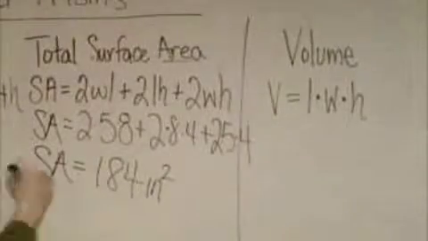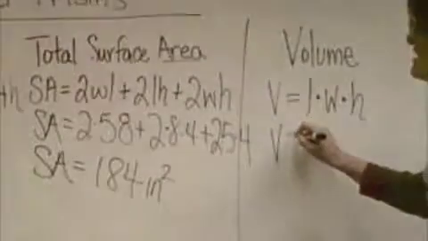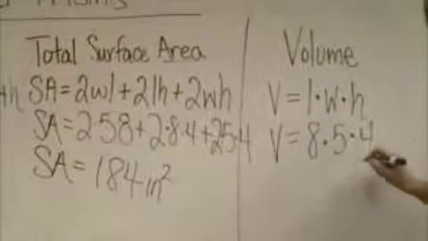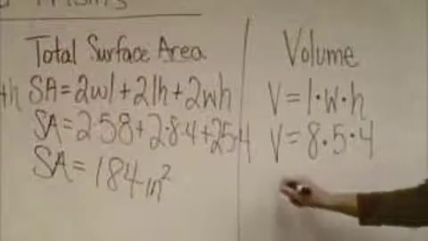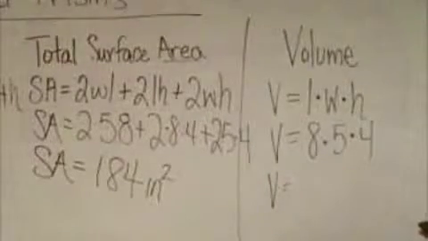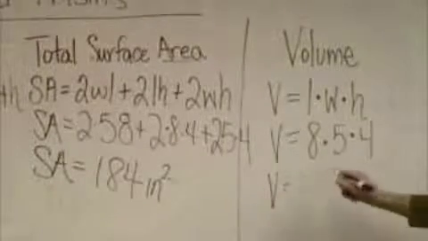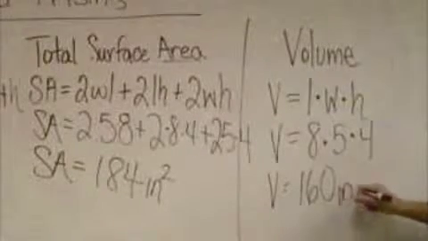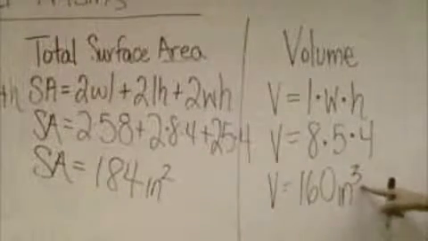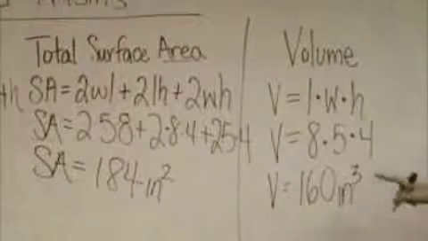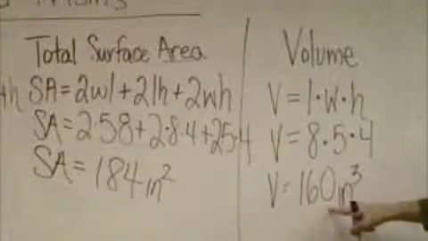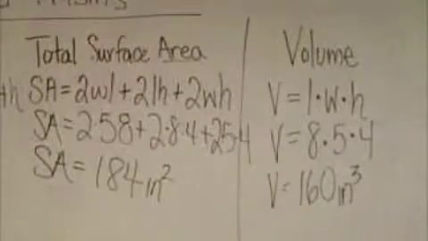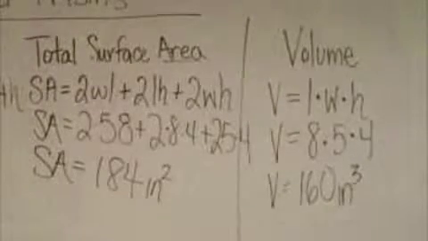We already labeled, so volume equals, the length was 8, the width was 5, the height is 4, 8 times 5 times 4. Plug it in on your calculator, 8 times 5 times 4 equals 160. Again, if it's inches, in this case it would be inches cubed because we want what fills it. It would be a three-dimensional shape. So this would be 160 cubic inches. And that is how you find surface area and volume of a rectangular prism.